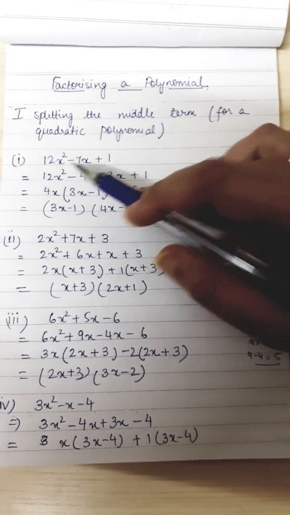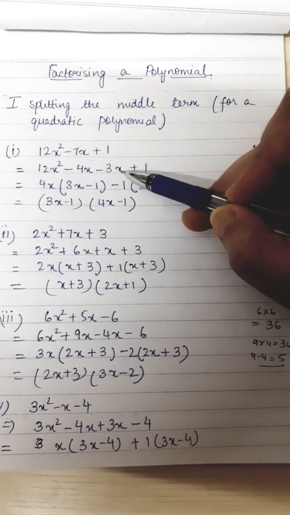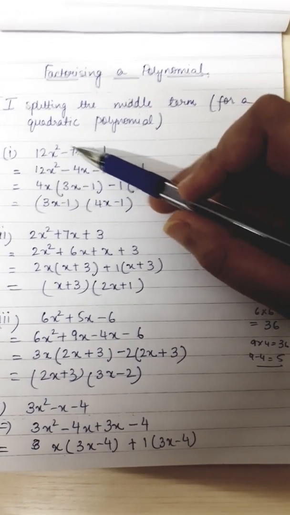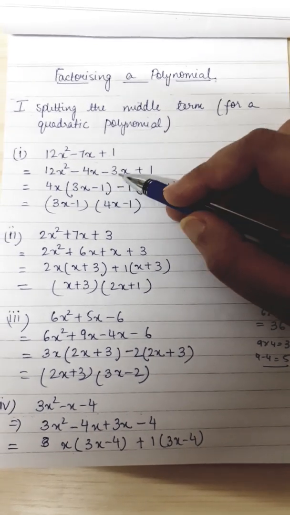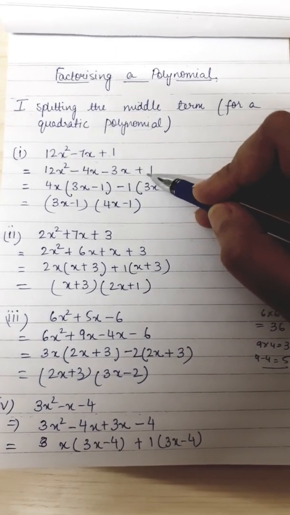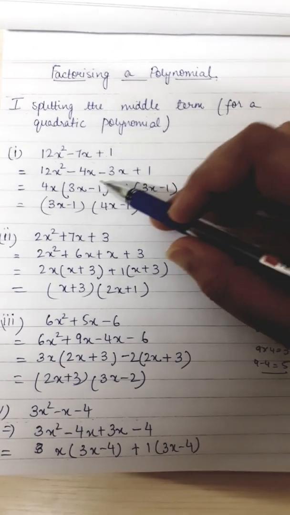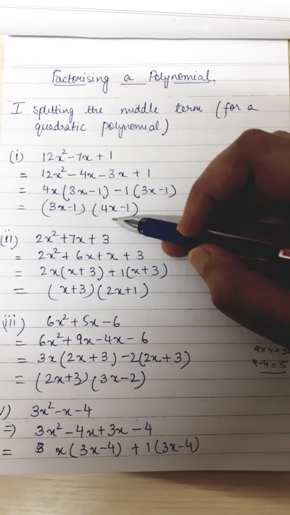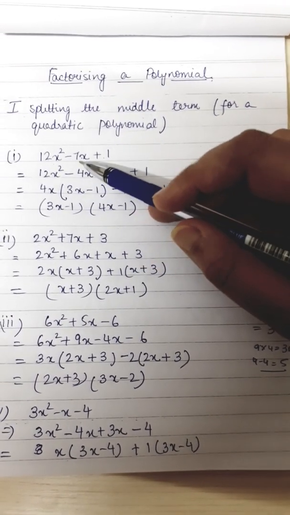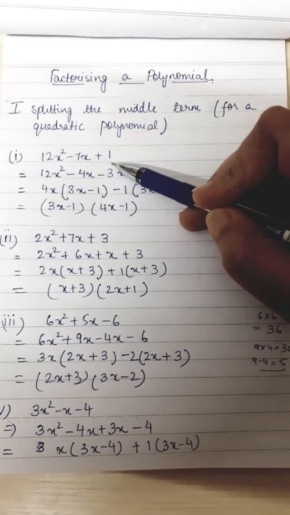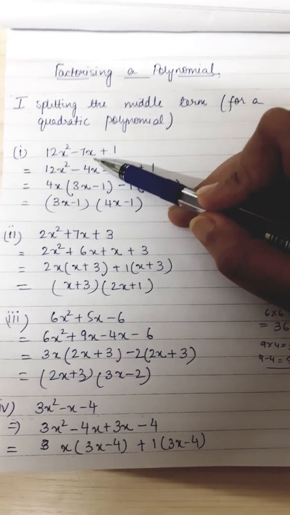Now over here the middle term is the x term, which we have to split into two in such a way that we can take something common from the first and second terms and from the third and fourth terms. Then we are going to use the distributive property here and find out the common factors. So the first problem is 12x square minus 7x plus 1. Now here we have to split the middle term, that is minus 7x.